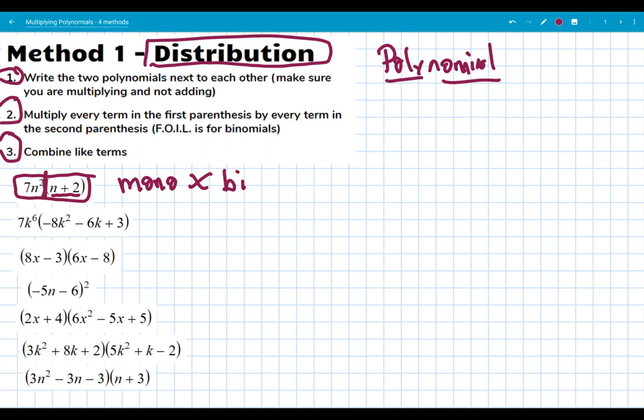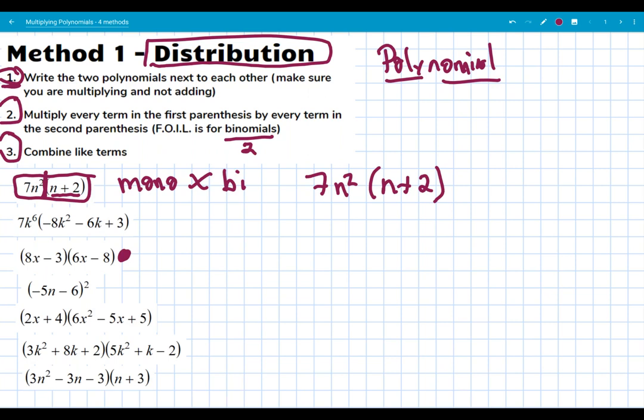Well, if I'm going to do the distribution method, I'm going to start with step 1 here. Write the 2 polynomials next to each other. Make sure you are multiplying and not adding. All right, so I'm going to write 7n squared times n plus 2. Multiply every term in the first parentheses by every term in the second parentheses. If we're going to use FOIL, that's when you have 2 binomials, a binomial times a binomial, like down here. See where I'm pointing now. And then we're going to combine like terms.